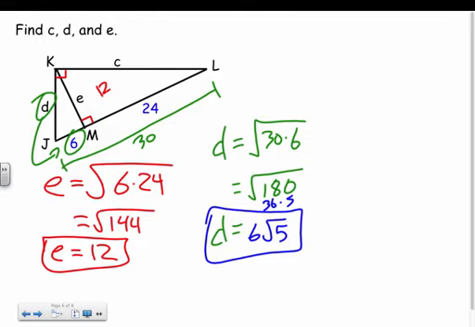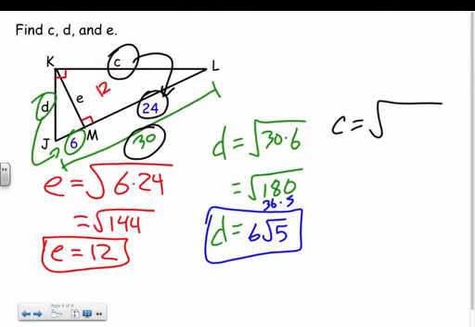And lastly, let's look at C here. To solve for C, it's the geometric mean between the whole hypotenuse and the segment adjacent, which is 24. So 30 times 24, and 30 times 24 gives us 720. Let's try taking the square root of 720 and see if it's a perfect square. It is not. So are there perfect square factors of 720?